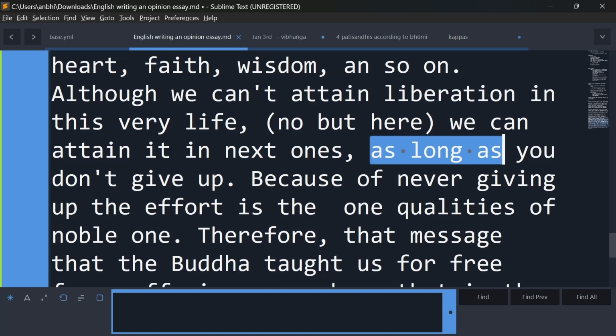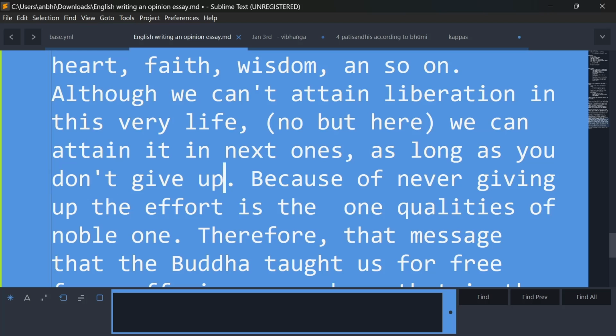"As long as" is also a type of conjunction. I don't know if you have already met this conjunction. Some conjunctions are more than one word. So this one has 3 words. As long as you don't give up. Do you understand? As long as you don't give up. Here "long" doesn't mean length. It means the period of time in which you're not giving up. In that period of time you can attain it.